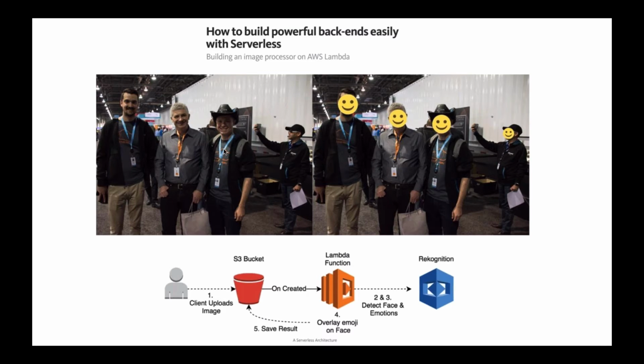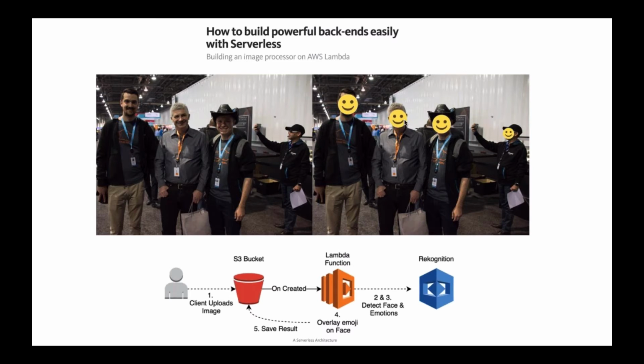Basically, this is illustrating that event-driven paradigm where we have an S3 bucket that a user is uploading an image to. The onCreated event fires from that bucket, like, hey, a new file has been created. It triggers a Lambda function. That Lambda function then uses another AWS service called Rekognition to do facial recognition, and then put emojis on people's faces. Silly use case, but you can imagine changing out this.